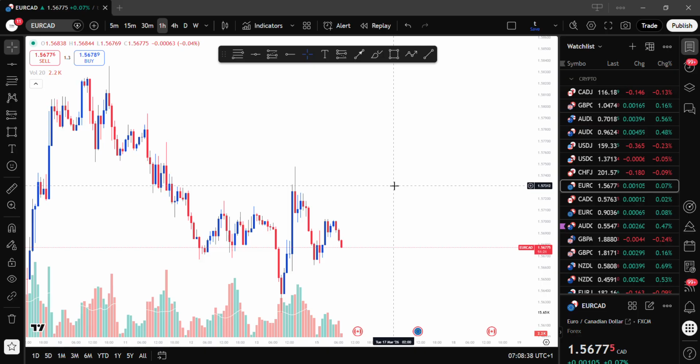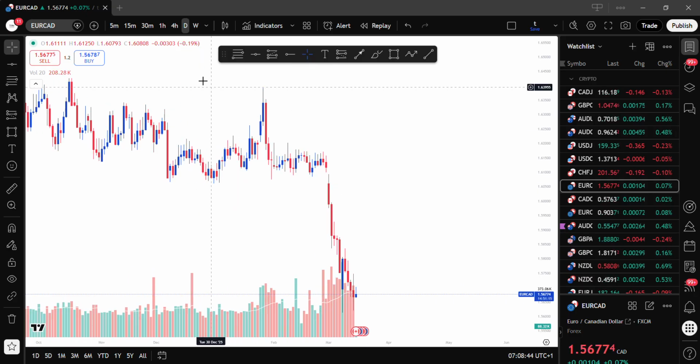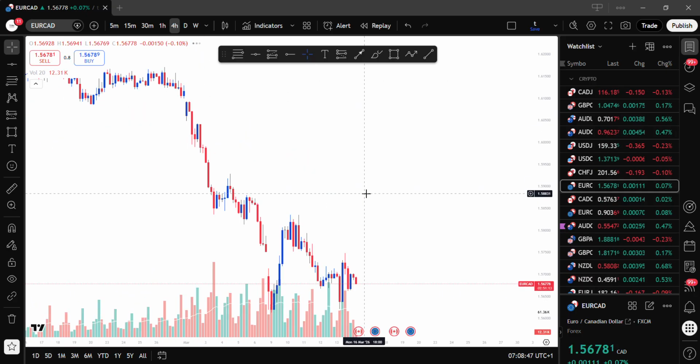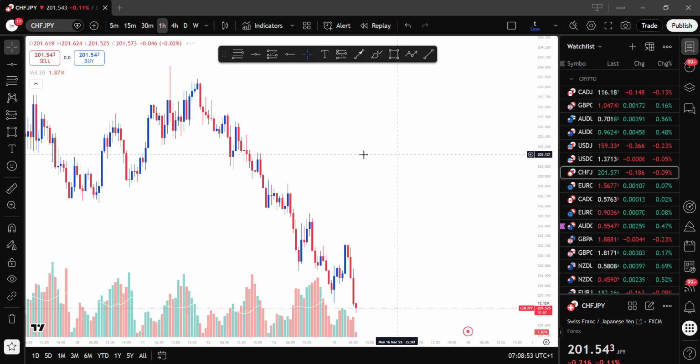If you come to the Euro CAD, on the Euro CAD, if you check the daily time frame, what's happening on the daily time frame? This market has been selling the whole time. So let's go to 4 hours and see, there's no clear entry yet. On 1 hour, there's nothing happening here. So just leave it and see what happens during the day.